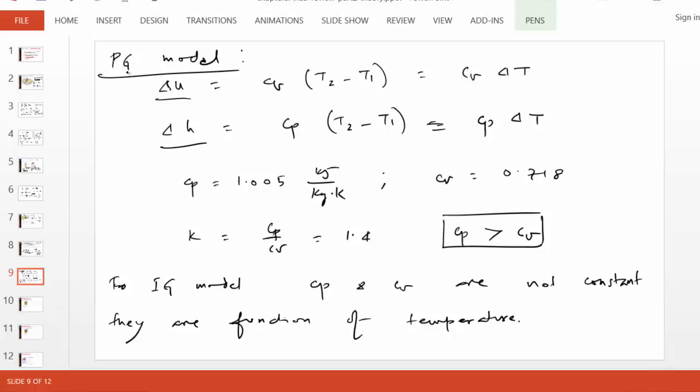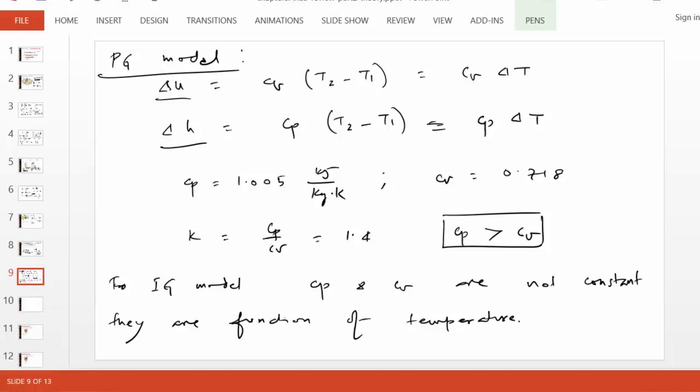Actually, the PG model gives you much better insight. If you have a formula, you know immediately that delta u is proportional to change in temperature. If you look at a table, that meaning doesn't become obvious. So we are going to stick to the PG model in all our future work. Whenever you see a gas, blindly use the PG model and you'll not go wrong.